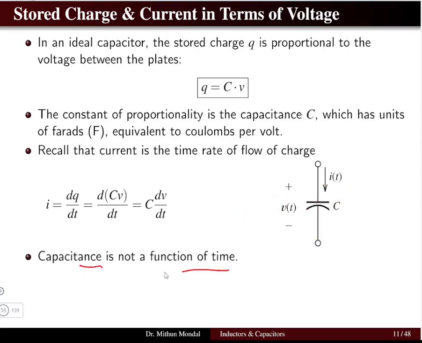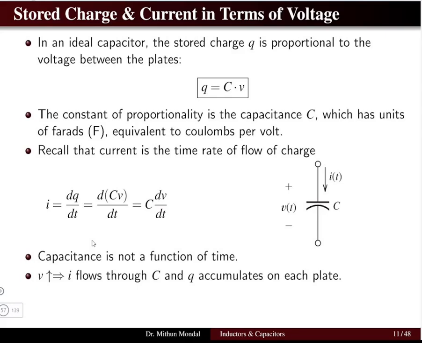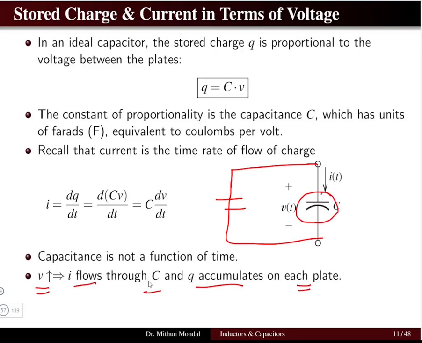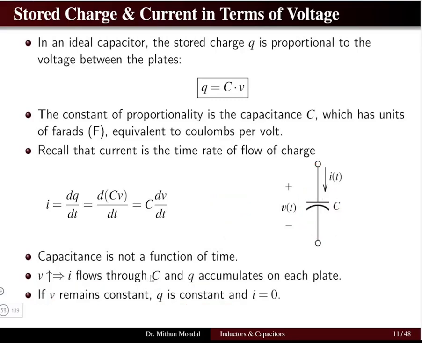Capacitance is not a function of time. We can see that capacitance has been taken outside the derivative because it is not a function of time. Now when you apply the voltage and the voltage increases, the current flowing through the capacitor will also increase and charge will accumulate on each plate. So there will be accumulation of charge on each plate. You have seen the positive charge and the negative charge.